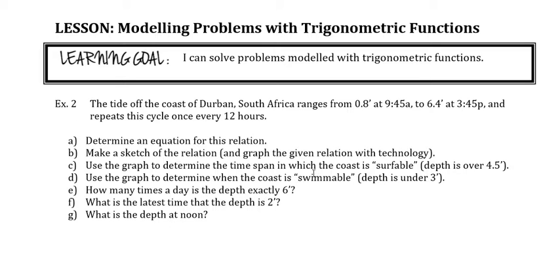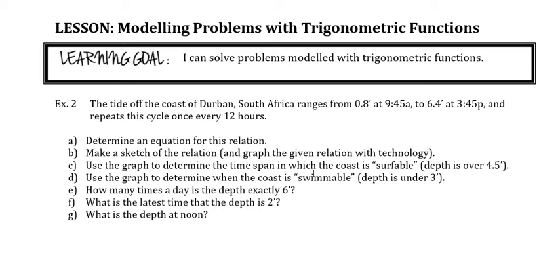Okay. So the tide off the coast of Durban, South Africa, ranges from 0.8 feet at 9:45 a.m. to 6.4 feet at 3:45 p.m. and repeats this cycle every 12 hours. Okay, so there's 6 hours between those two. It goes from the minimum to the maximum. Think about that in terms of sine or cosine. Think about how much of the graph has happened in there, because that's a little bit different than the way you would have seen this previously. And so then it repeats every 12 hours.